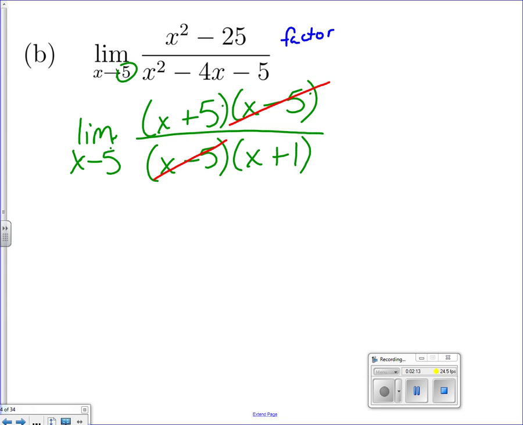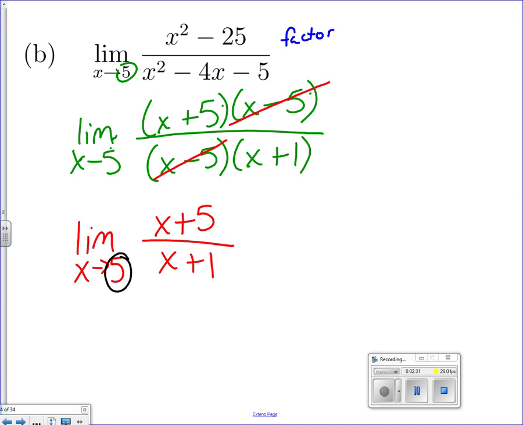And so we're left with the limit as x approaches 5 of x plus 5 divided by x plus 1. And now we can try our direct evaluation by substituting in this value 5 wherever there's an x. So when we do that, we end up with 5 plus 5, that'll just be 10 on top, over 5 plus 1, which is just 6. And so it looks like this limit would come out to be 5/3 when you simplify it.